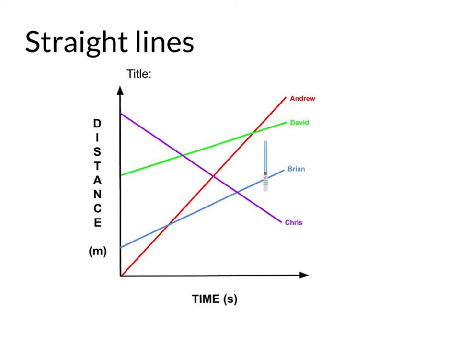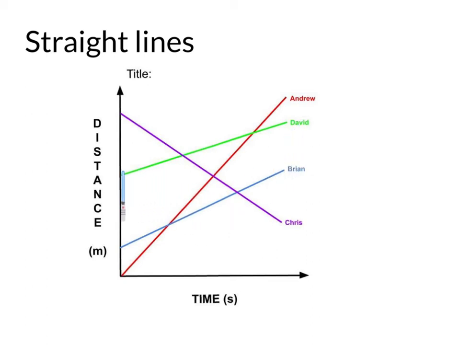Right? Then look at David. David was this far away when he started. So he wasn't starting next to me, but he was further away from me when he started, and then he got further away still. Now he wasn't travelling that fast because look at the angle. It's not very steep at all, that line. Andrew's is really steep. Brian's is steeper than David's, and David is not very steep at all.